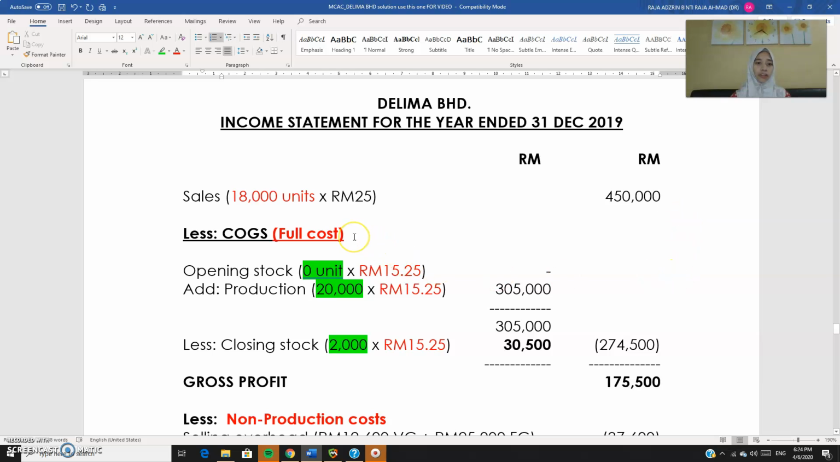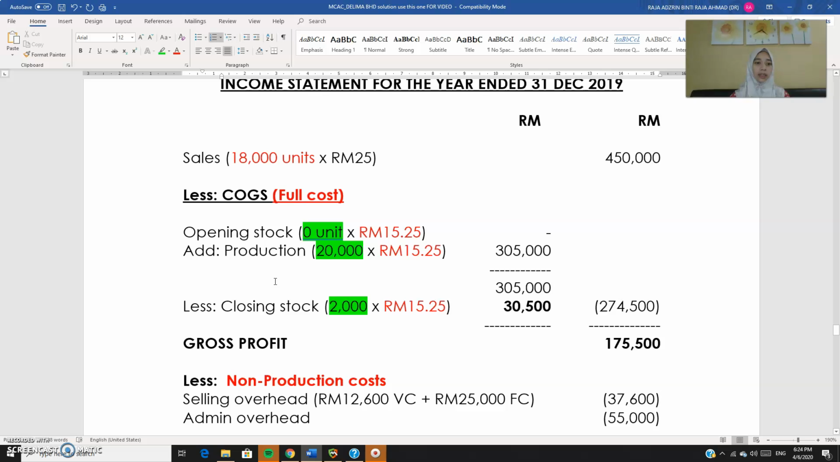Next, you less your cost of goods sold. But your cost of goods sold, if you are using absorption costing, you are taking the full cost. Full cost here means your variable cost and the fixed cost for the production overhead. Okay, the quantity as what you have determined just now: opening stock, production and closing stock. Opening stock is 0, production is 20,000 and your closing stock is 2,000 units, times your cost per unit of 15.25 under absorption costing. Your cost per unit is 15 ringgit and 25 cent. So you add that, gives you a cost of goods sold of 274,500 ringgit.